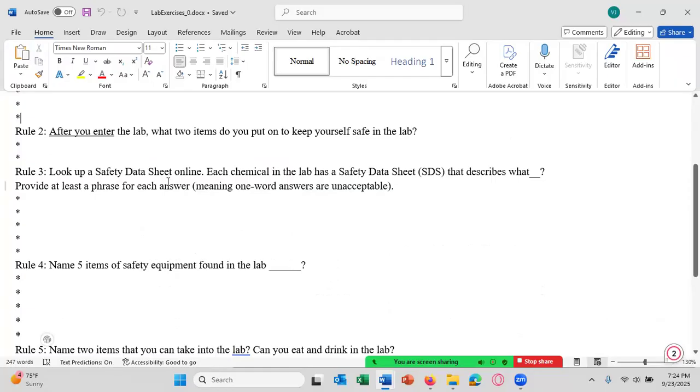For rule one, could long pants be one of the asterisk.